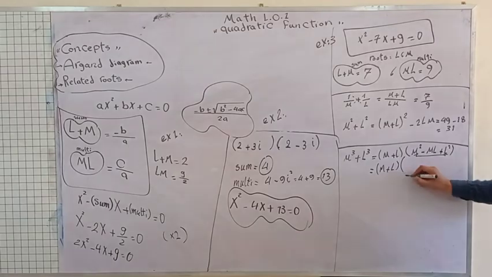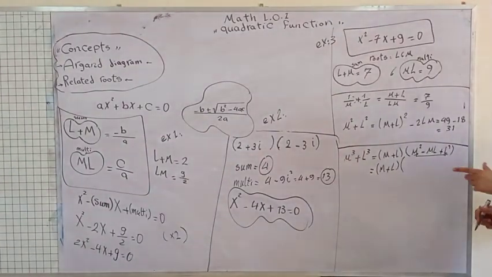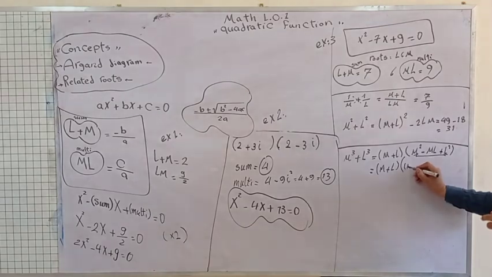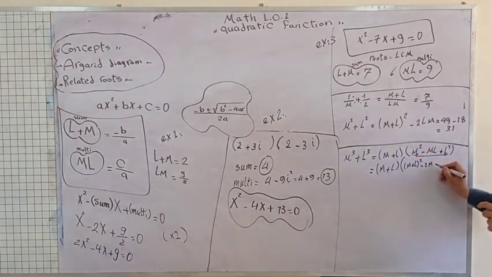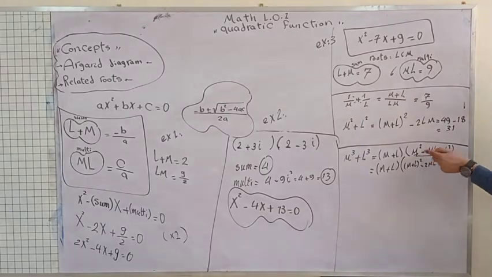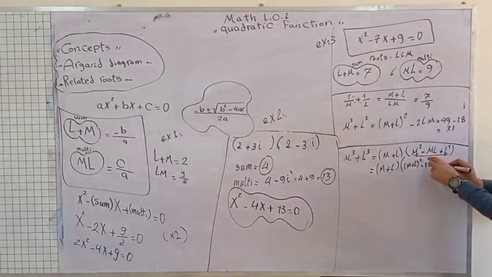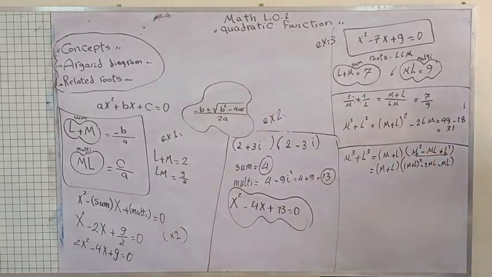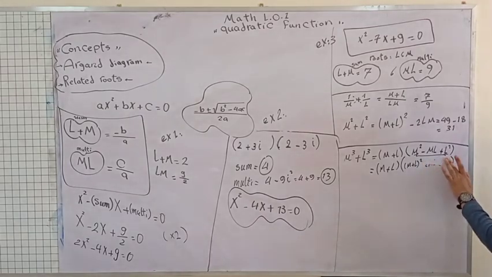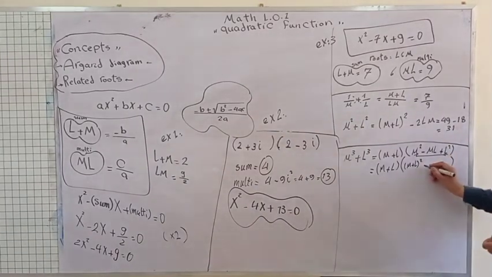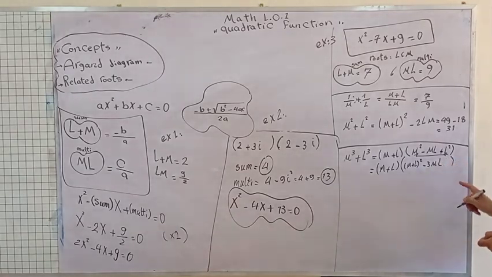Now we will substitute m square plus l square, which equals m plus l all square minus 2ml. We continue with the remaining value, minus ml. Then minus 2ml minus ml will be minus 3ml. And this is the final formula for m cube plus l cube.